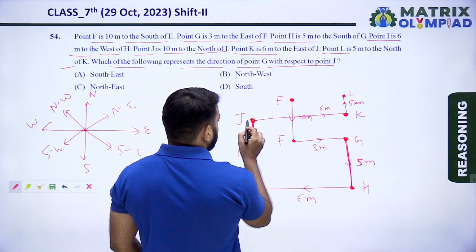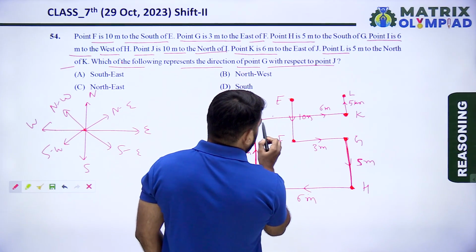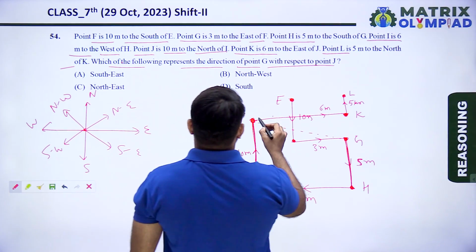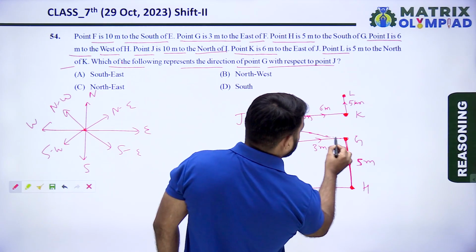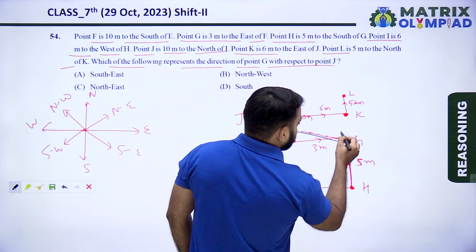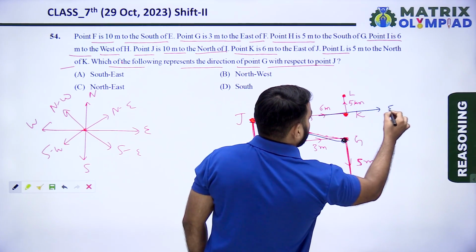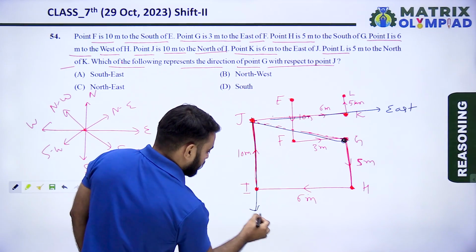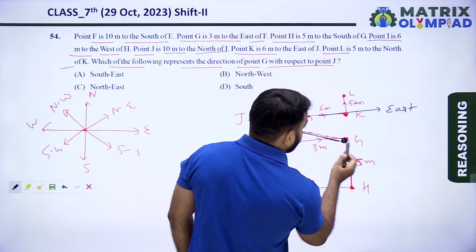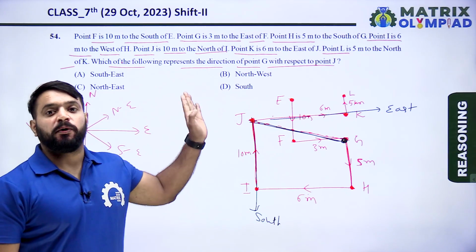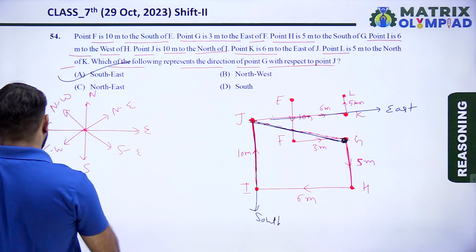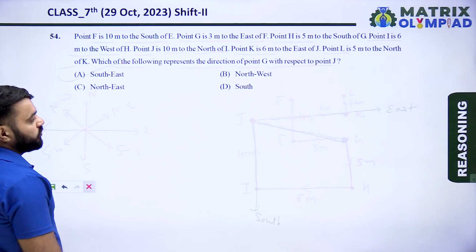So where is G? The position of G is to the southeast of point J. This is the east of J and this is the south of J. So point G is to the southeast of point J. So the correct answer is option A. So let's move on to the next question.